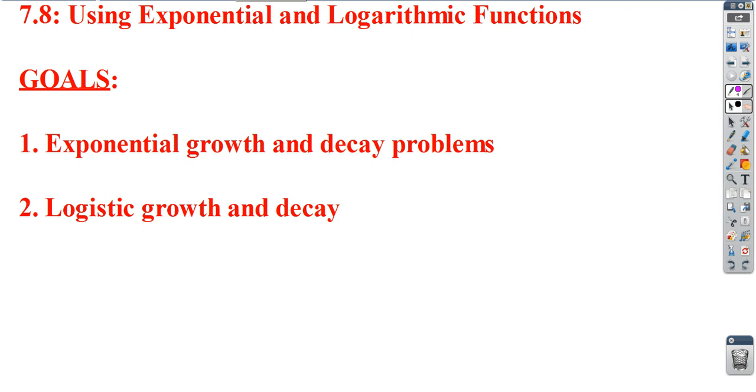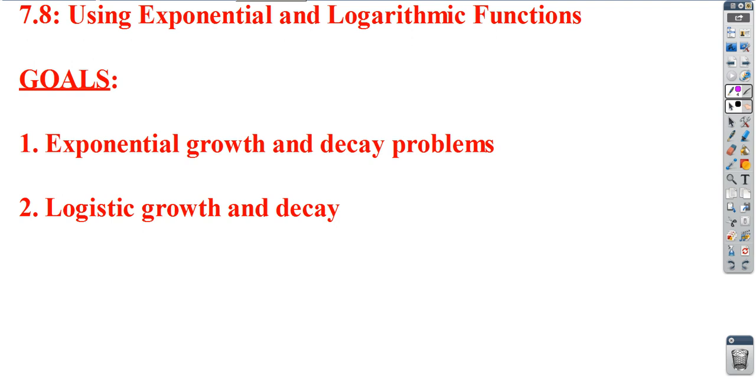Alright, section 7.8 is on using different applications of exponent and log functions. Of course, we've been using them throughout the whole chapter, but there are a lot of pretty interesting cases, especially in science and finance, where these things are used. We already talked about the Richter scale and the tornado scale, which is called the Fujita scale, from a scientist who came up with that measurement.